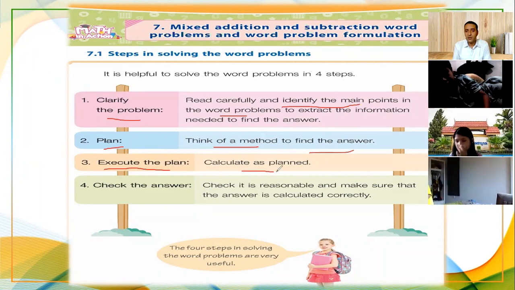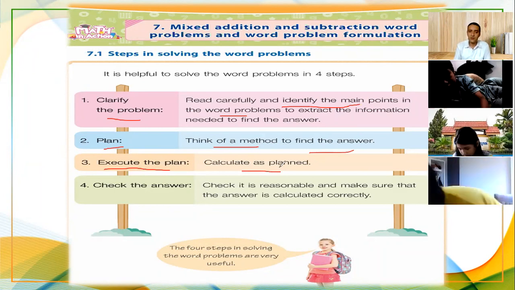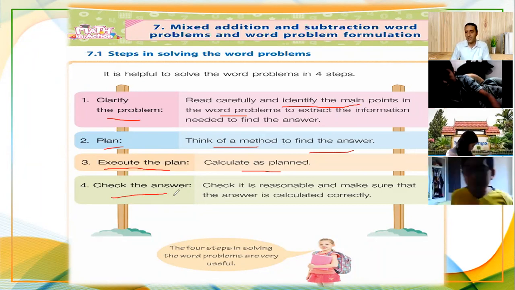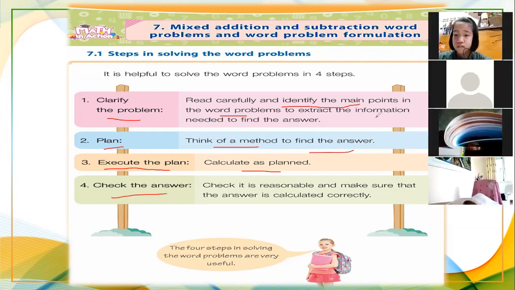So we have to calculate as planned. As we make the plan, we have to calculate according to our plan. And the last one, the 4th one, we have to check the answer, whether the answer we have is correct or not. Okay, students, do you understand how we have to do this? Yes, I understand. Plan, execute the plan, and then check the answer.